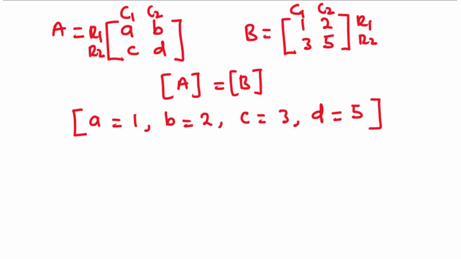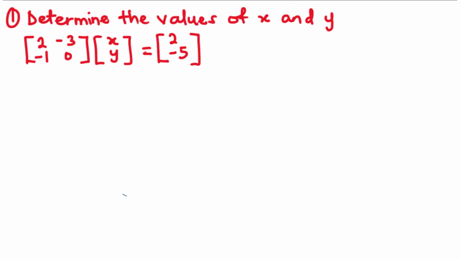Now let's solve a few examples. So let's take our very first example. Determine the values of x and y. So here we have a 2 by 2 matrix multiplying a 2 by 1 matrix, and we have the resultant to be a 2 by 1 matrix. Now we are going to find the value of x and y. Let's solve this example together.